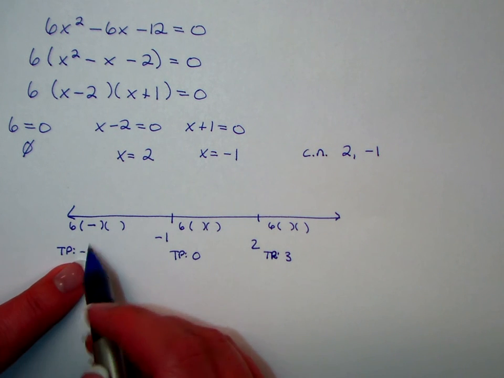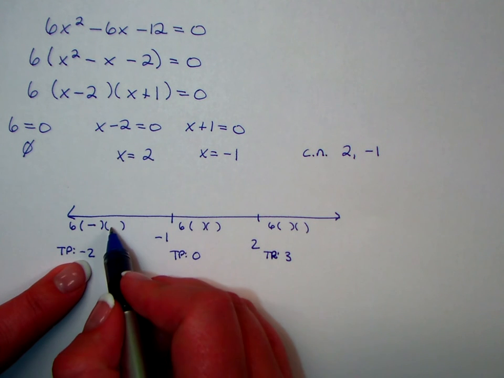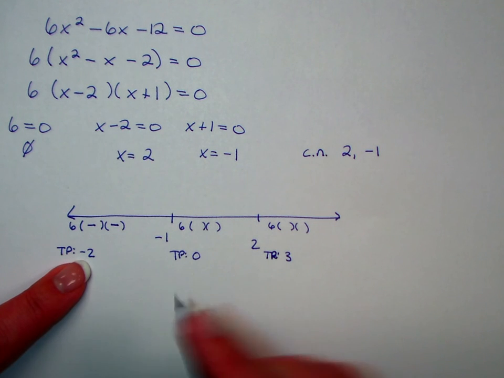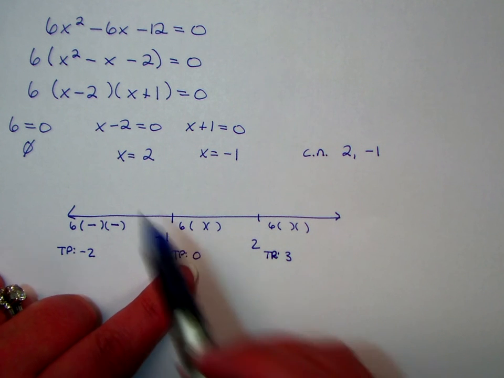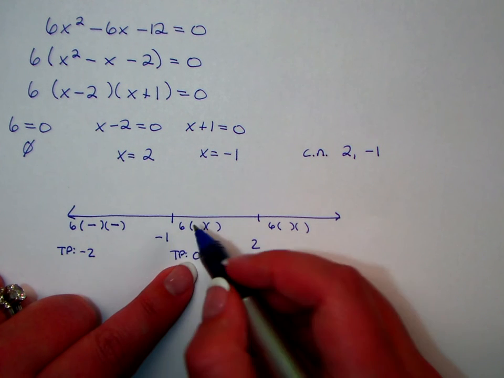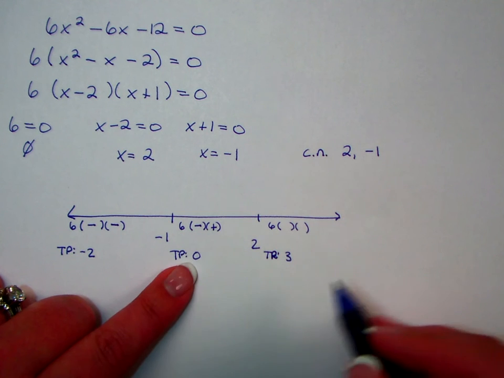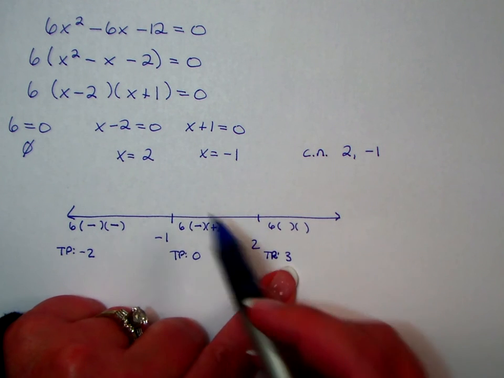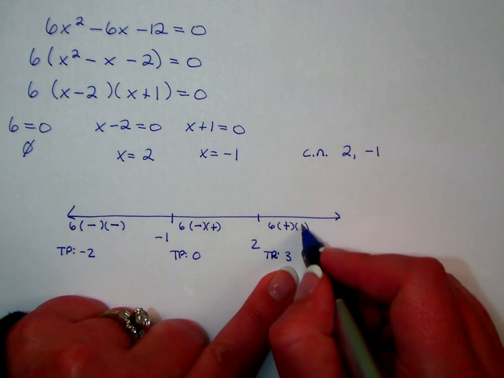If I plug negative 2 into the second factor, negative 2 plus 1 is negative. So this is going to be negative. I'm going to do that on down the line. Plug 0 into my 2 factors. 0 minus 2 is negative. 0 plus 1 is positive. And then plug 3 in. 3 minus 2 is positive. 3 plus 1 is positive.